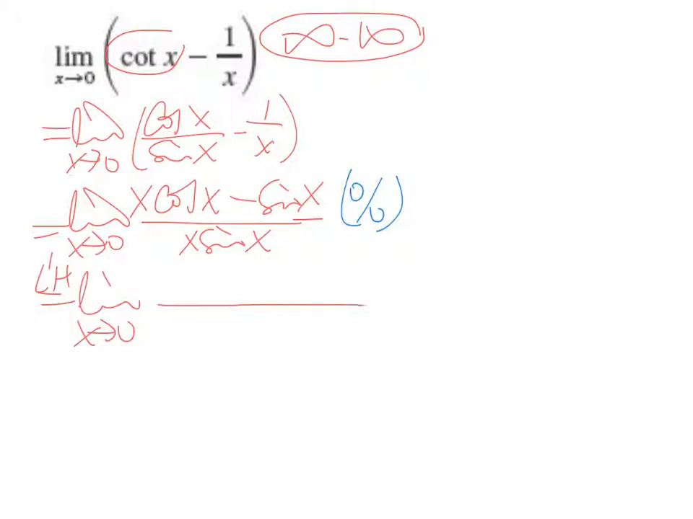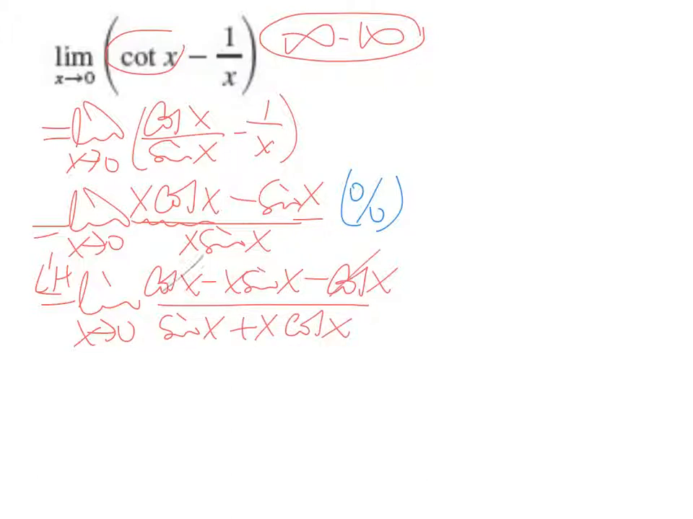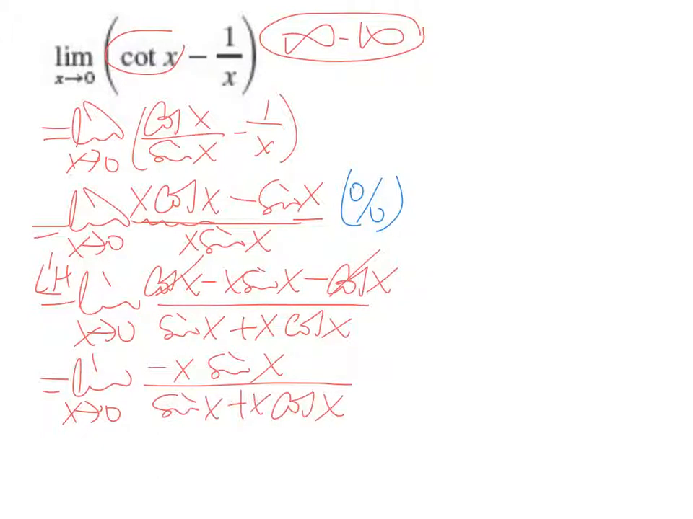And the L'Hopital's rule stated I need to take the derivative for the top. I gotta use the product rule to find the derivative of x times cosine of x. Cosine of x minus x sine of x minus the derivative of sine, which is cosine of x. In the denominator, product rule again. So that's going to be sine of x plus x times cosine of x. Again, I would like to simplify before I move on. So I can cancel the cosine from the top. I have a negative x sine of x over sine of x plus x cosine of x.